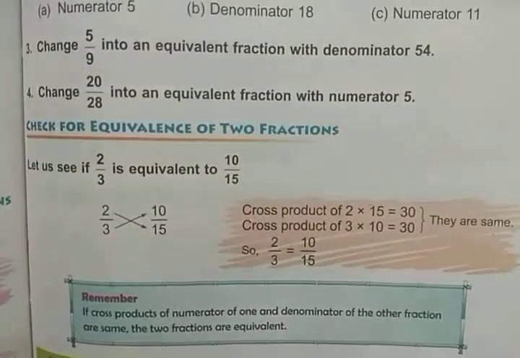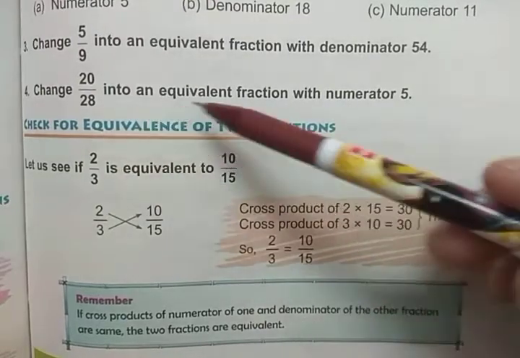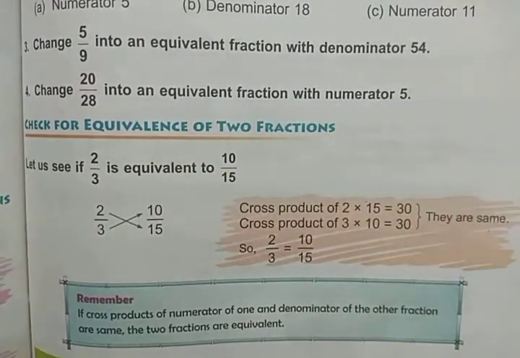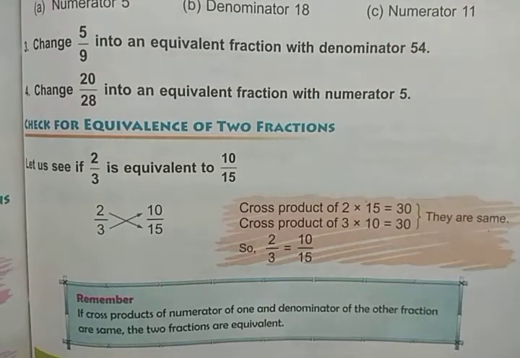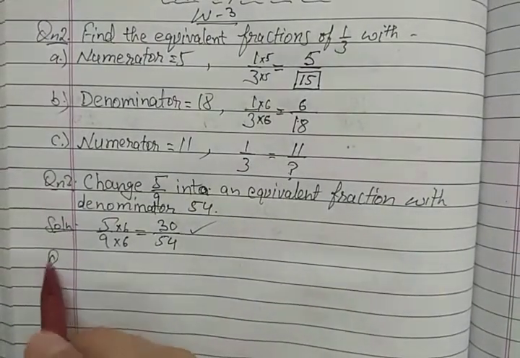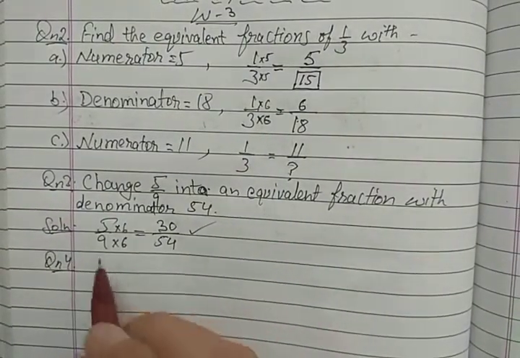Here we have to change 20/28 into an equivalent fraction with numerator 5. In this case, this is of reverse type. Let us solve this one also. Question number 4.